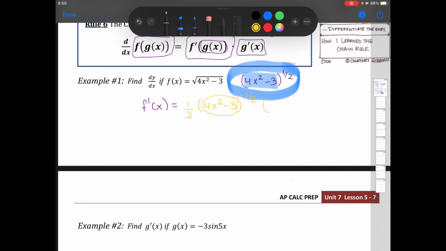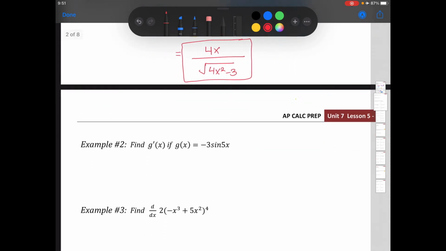So now take the derivative of that, which is what? 8x. And you can simplify that. I'm going to change colors. So this would be 1/2, or I would say 8 divided by 2 is 4. 4x over, this whole thing goes in the denominator because it has a negative exponent. So square root of 4x squared minus 3. And that is the derivative of the given function.